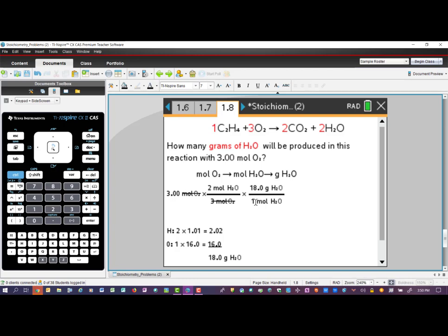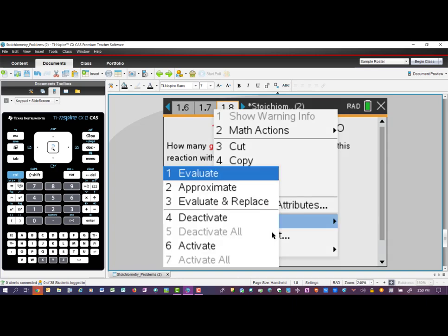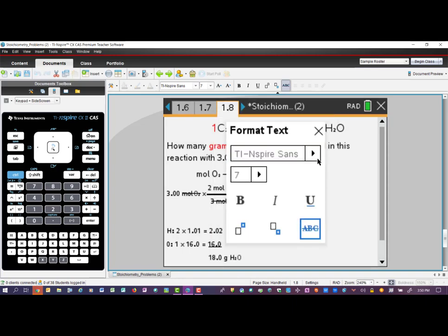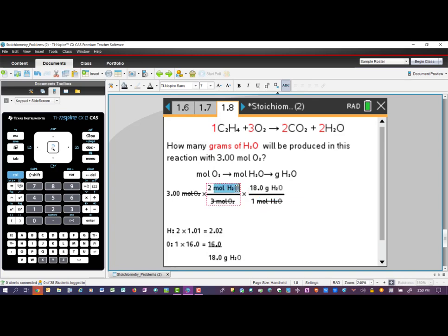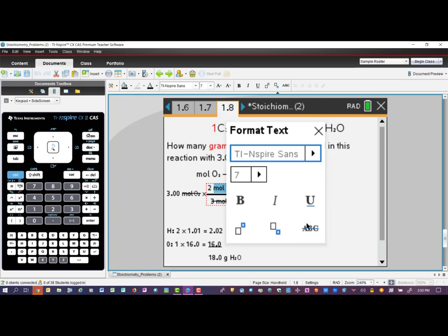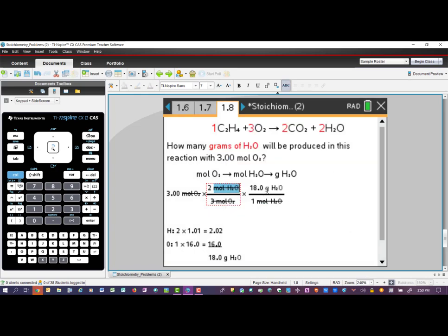Now I can format that so that you can see the final setup. I'll mark through that because that unit and that unit cancel each other out. Once I cancel that out and I am left with the unit that is requested, then I can stop and do my calculations. With this particular one, you're going to multiply 3 times 2 times 18 divided by 3, and that's going to give us 36.0 grams of water. I'm just going to copy and paste again because that's the unit that's left. Do not forget your units with your answers in these problems.